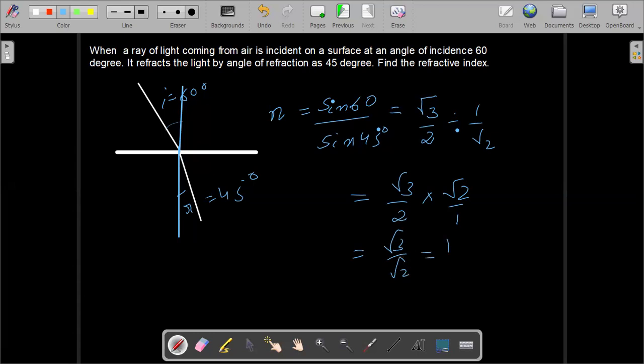Root 3 is 1.732 and root 2 is 1.414. Got it? You can obtain the refractive index as 1.732 by 1.414, which is about 1.22. Got it, everyone? So these are the simple questions which can be based on the refractive index.